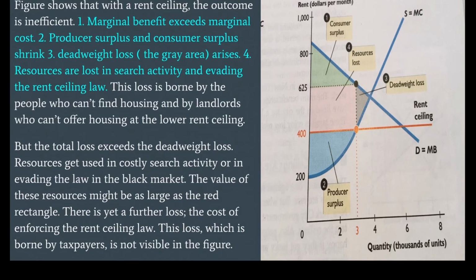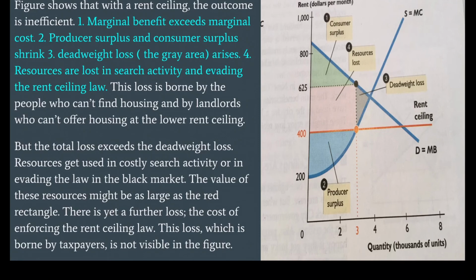The figure shows that with a rent ceiling, the outcome is inefficient. Marginal benefit exceeds marginal cost, producer surplus and consumer surplus shrink, a deadweight loss, the gray area, arises, and resources are lost in search activities and evading the rent ceiling law. This loss is borne by the people who can't find housing and by landlords who can't afford to supply housing at the lower rent ceiling. But the total loss exceeds the deadweight loss.